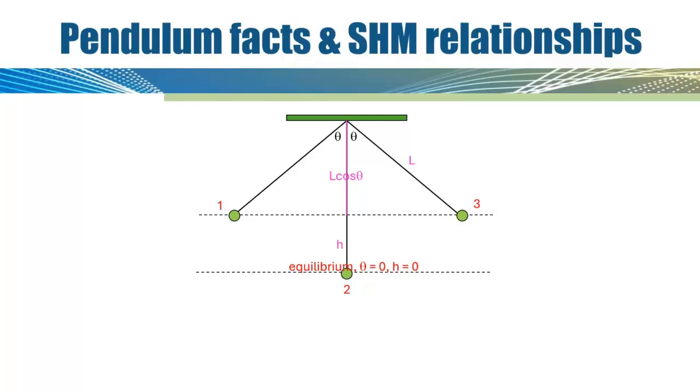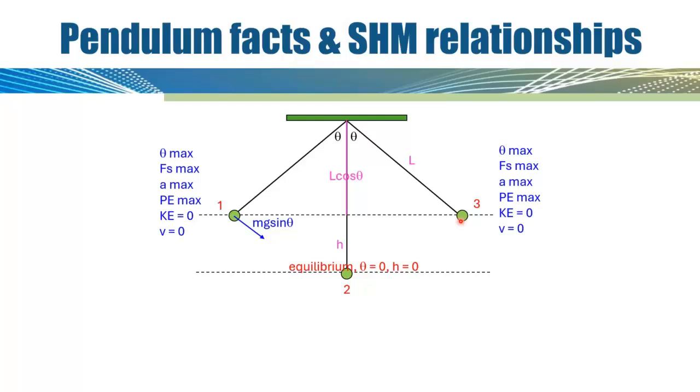Next, let's look at the simple harmonic motion relationships that exist. So when the pendulum bob is at position 1, it's at its maximum angular displacement. And when we're at our maximum angular displacement, the restoring force is at a maximum and the acceleration's at a maximum. We also have our maximum potential energy as measured from h equals 0, and the kinetic energy is 0, and the velocity of the pendulum bob is temporarily equal to 0. And the same thing is true when it swings over here to position 3.